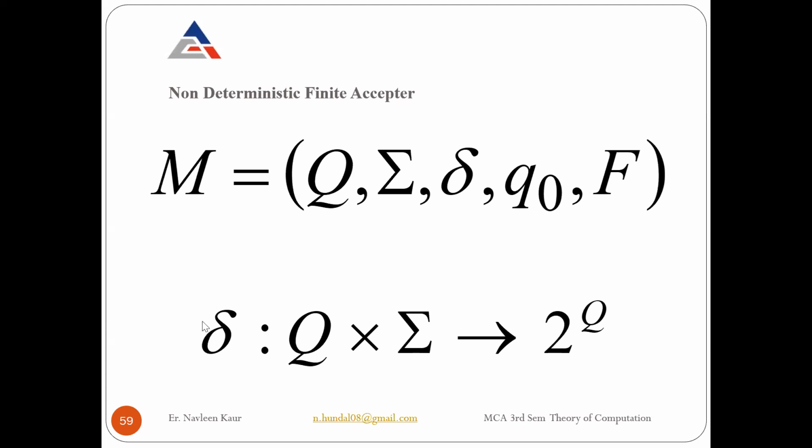In case of NDFA, it is represented as Q cross sigma going to 2 raised to power Q, whereas in case of DFA, it is represented as Q cross sigma going to Q. This is the only difference. You know that the definition difference is also there, and I have given you the state diagram difference also. So I guess everything is now clear to all of you.